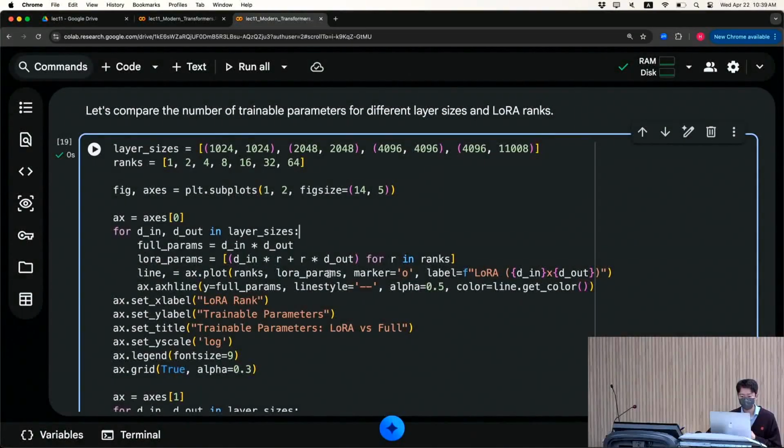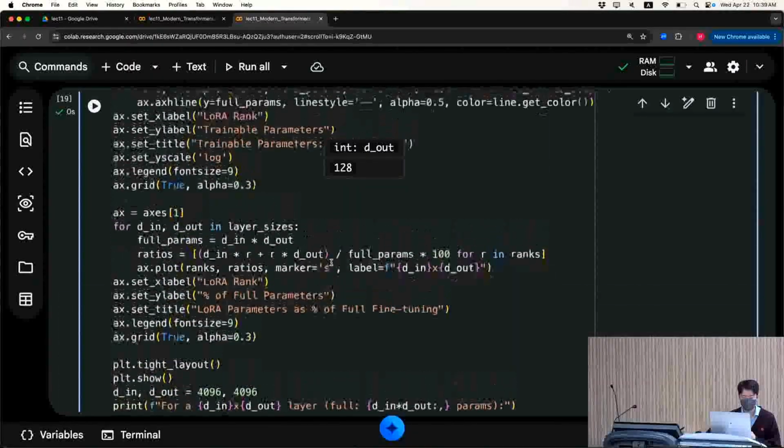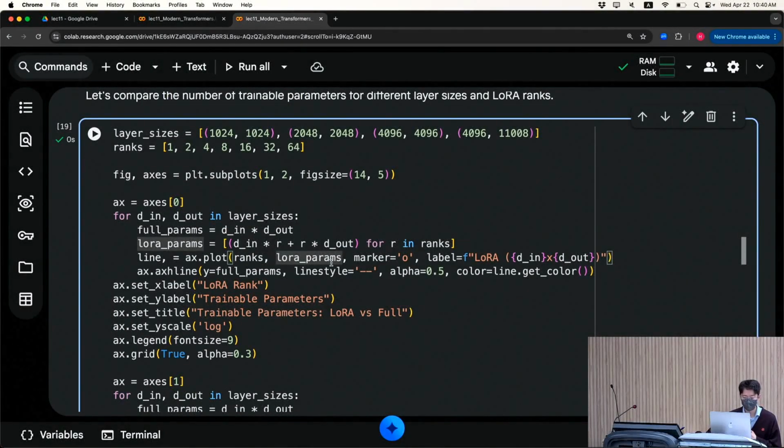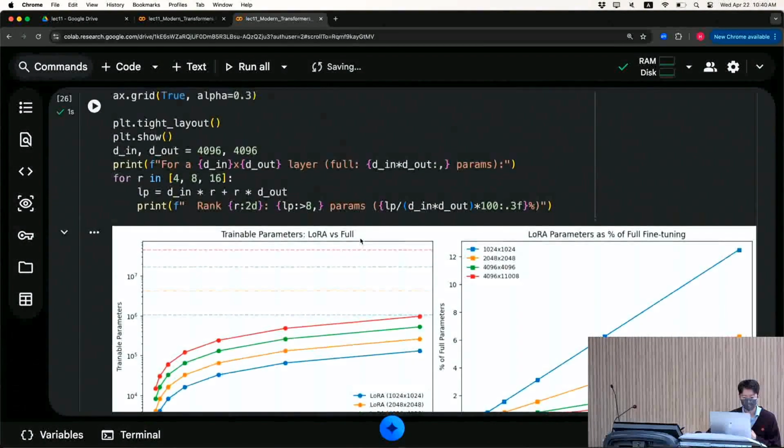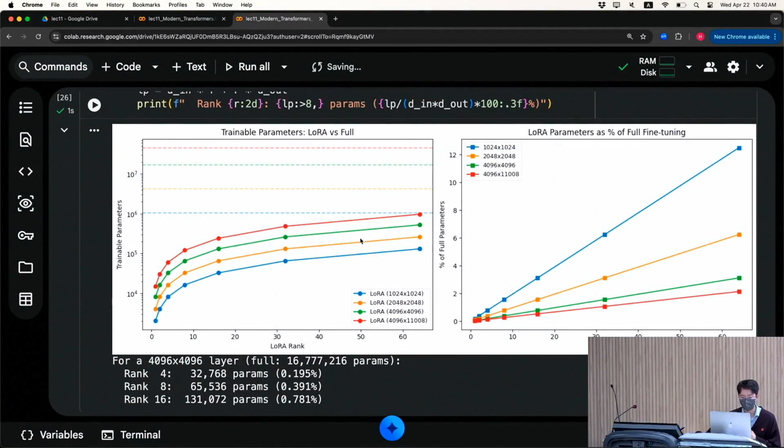Okay, so let's do a little more analysis. We have prepared this cell for different layer sizes, 1,000 by 1,000, 2,000 by 2,000, 4,000 by 4,000, 4,000 by 11,000, for varying ranks. On the left, you have the trainable parameters if you use LoRA versus full. Y-axis is log scale, and x-axis is the rank in LoRA.